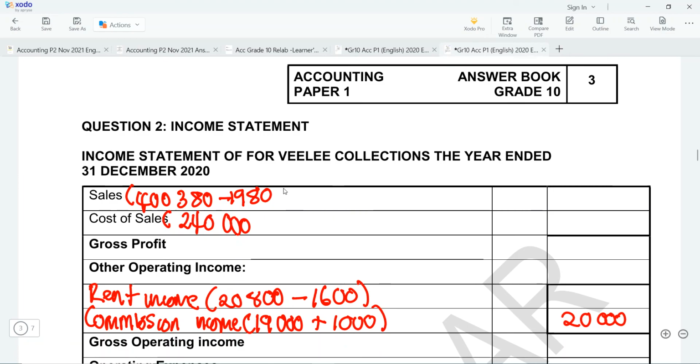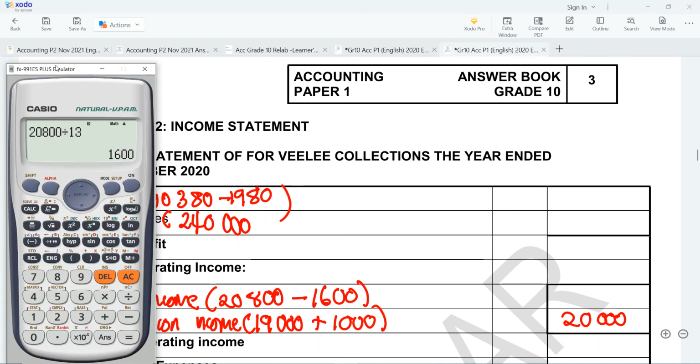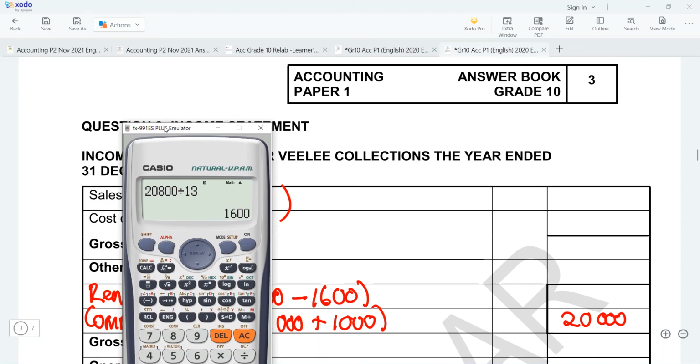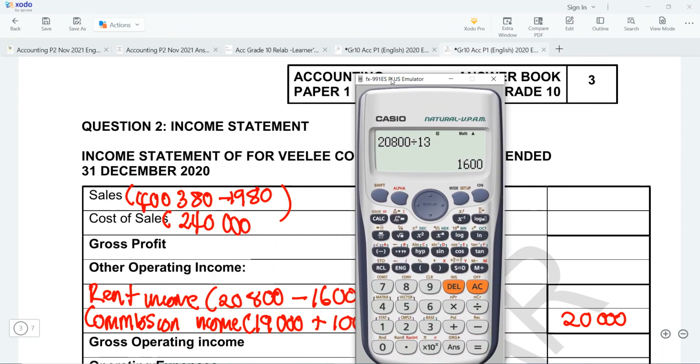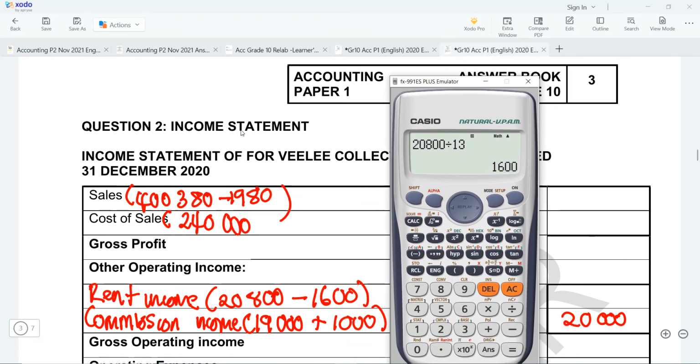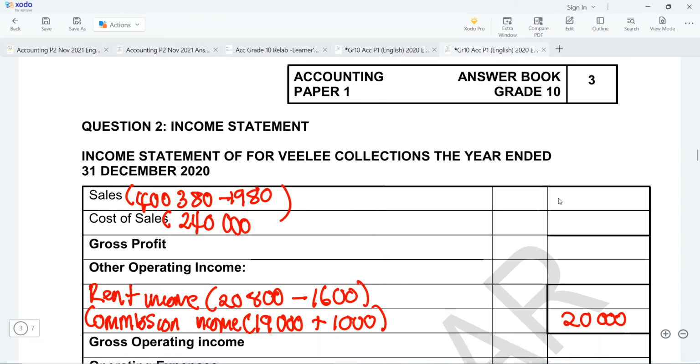So let's come back here. Let's start with our sales. I'm going to try and put that calculator here. I think if it comes here, it will make my work easy. So 400,380 minus 1,980 is going to give us 398,400, right? Now, if you look at our cost of sales, it will not change because there's no debtors returns, so it will not change.